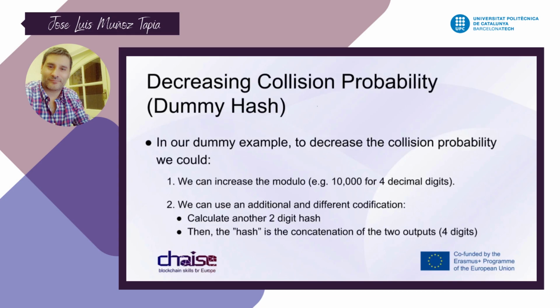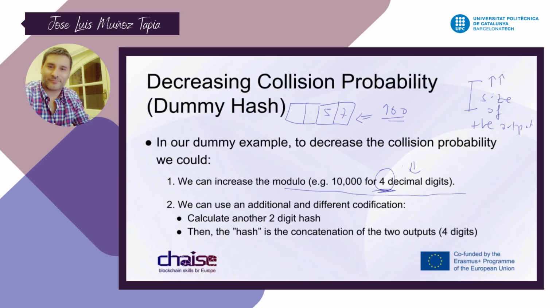Obviously, you might be thinking, okay, instead of taking 2 digits, why don't we take 4 digits, for example? This will decrease the probability by 100 more or less. So if we increase the modulo operation and take 4 digits, essentially I'm increasing the output possibilities. I am increasing the size of the output. So this is one solution: increase the size of the output, and this will decrease the collision probability.